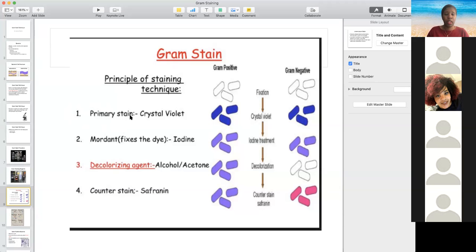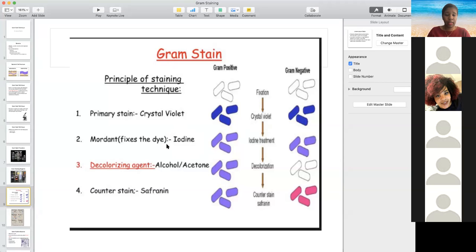The first thing that we're going to do is add the primary stain, which is crystal violet. So you're going to add a few drops of crystal violet onto your microscope slide where your cells are. Okay, jot that down. Then, after you rinse, you're going to add a few drops of iodine.